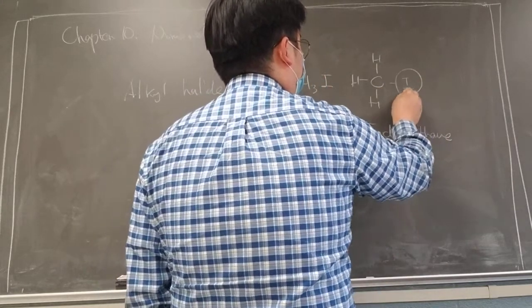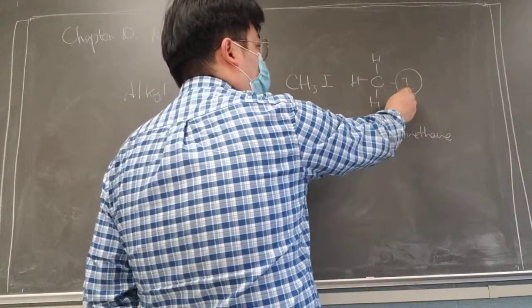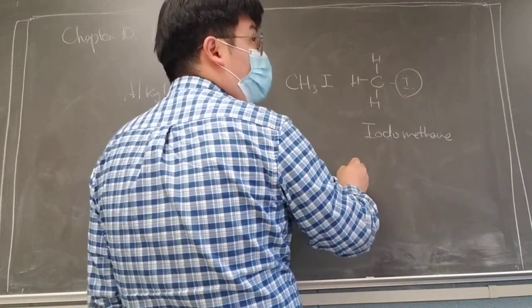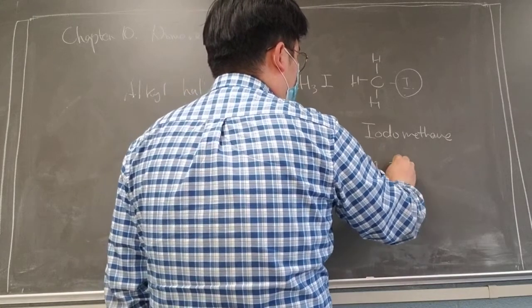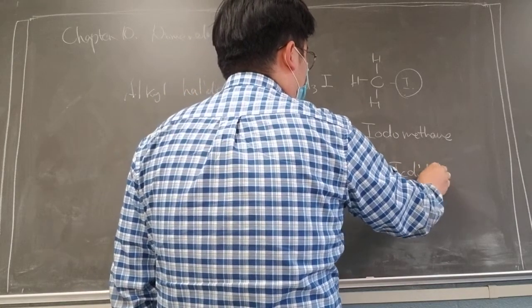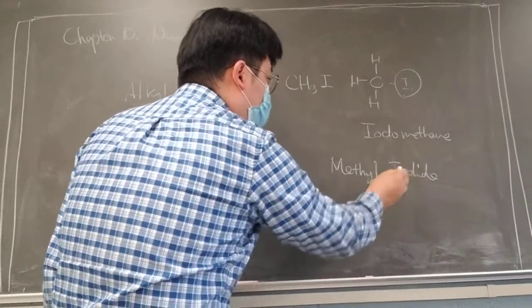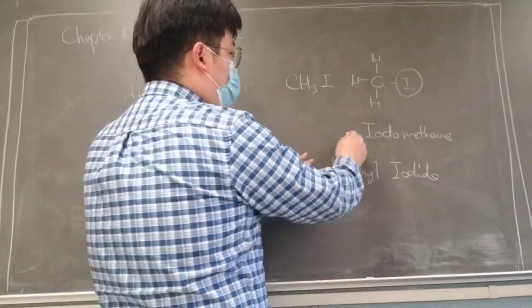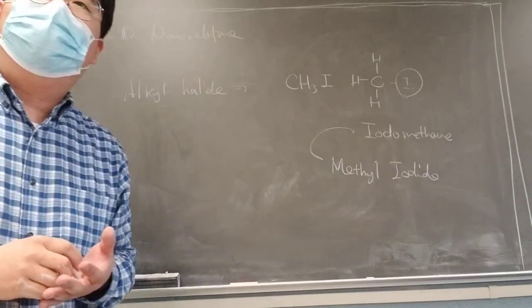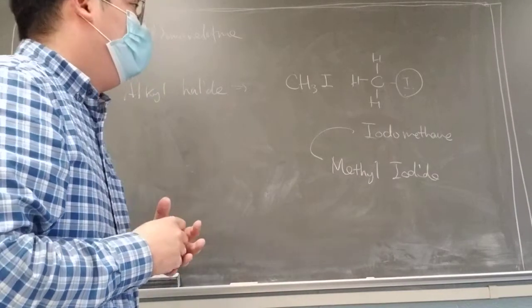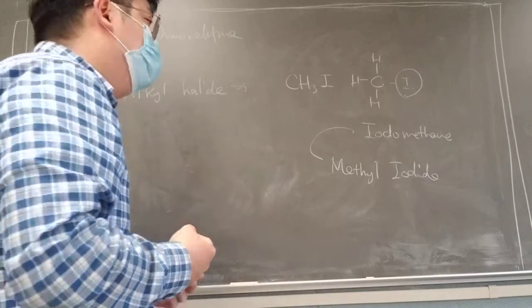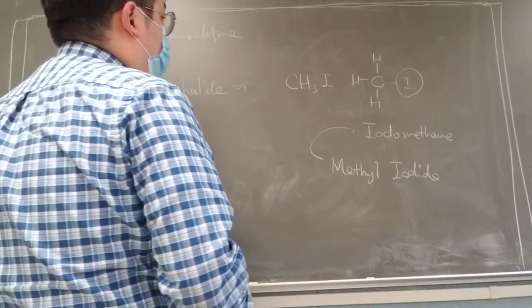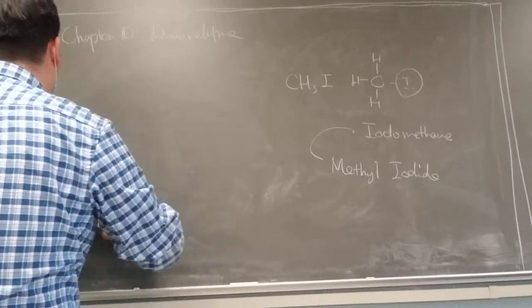But if you want to put more importance on this one instead of the carbon here, you can also say methyl iodide. Either way is fine for halogens, because sometimes, as I mentioned, it's just the way you put more importance on which group. So either is fine.